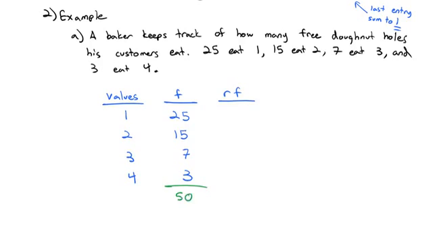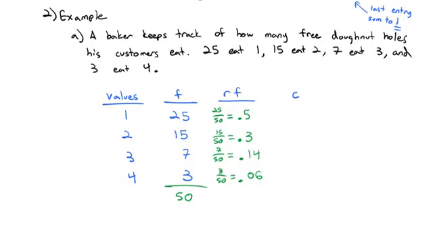So when we divide 25 by 50, we get a relative frequency of 0.5. When we do 15 divided by 50, we get a relative frequency of 0.3. 7 divided by 50, we get a relative frequency of 0.14. And 3 divided by 50, we get a relative frequency of 0.06. And the fractions aren't needed so much as the actual decimal answers in our table.